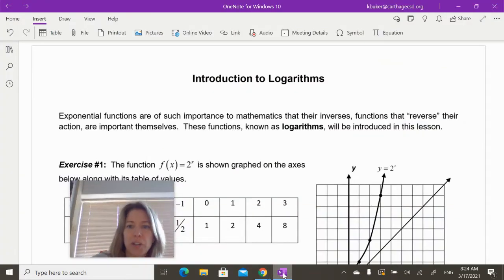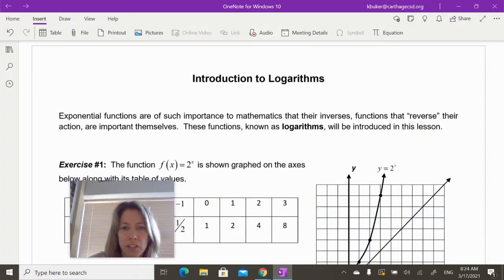Okay, guys, we are on to packet number 5, Introduction to Logarithms. And the first lab is the first 4 pages of your packet. And we're going to start the intro to logarithms.